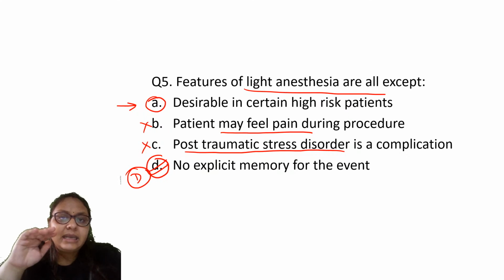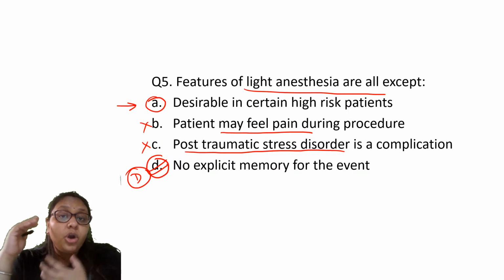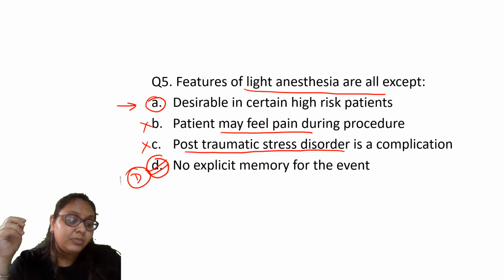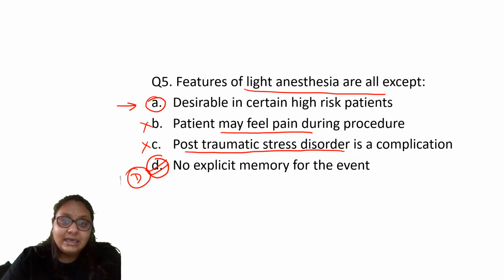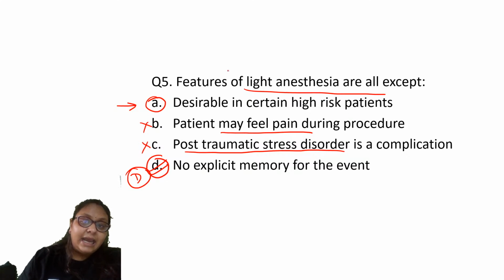So we can keep the light anesthesia, and in the cardiac patients, the patients might not tolerate that much dose or that much amount of anesthesia. So therefore, we can keep the light anesthesia. So therefore, it is desirable in certain high-risk groups. But if there is light anesthesia, obviously there will be explicit memory for the event. So therefore, out of the 4, the best answer is D.